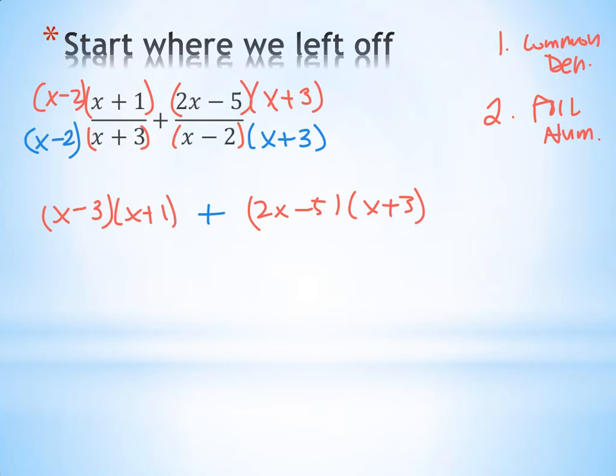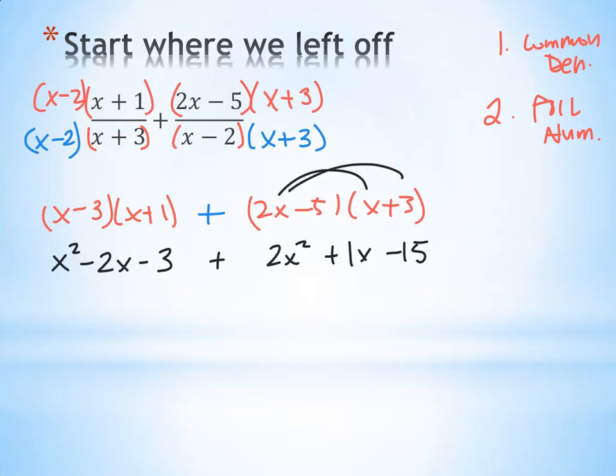Now, these two things are being added together, so we're adding polynomials together. So if we go ahead and FOIL these, we get x squared minus 2x minus 3 plus 2x squared plus 1x minus 15. Now, I simplified that process, so if you needed to write that out and actually FOIL that, you're more than welcome to.